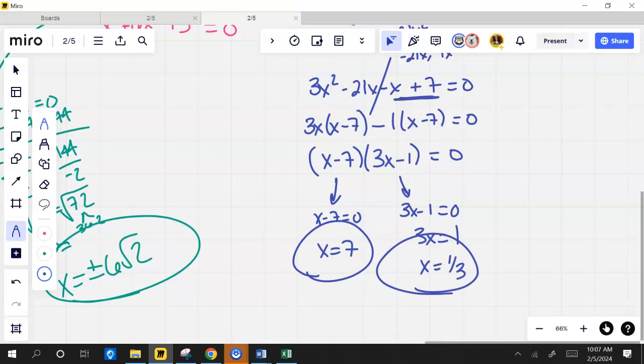Seven and 1/3. Is everybody okay? All right.